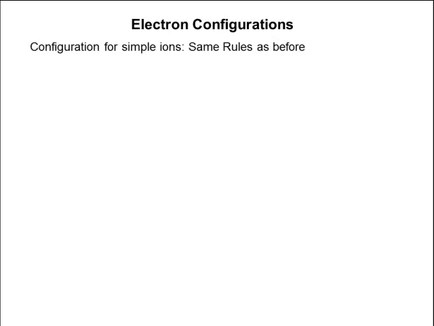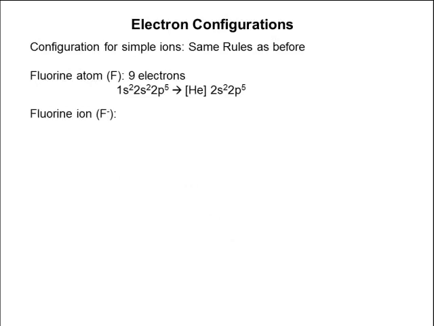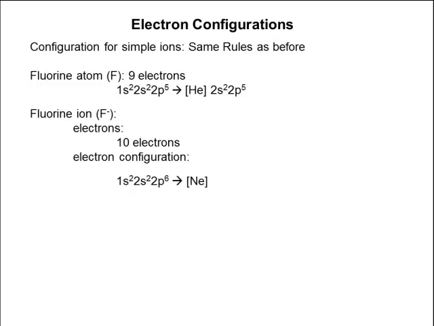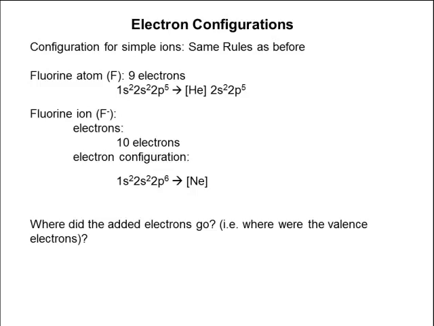All right, same way with fluorine. Fluorine starts with 9 electrons. There's its electron configuration. We form the fluorine ion, the F-. How many electrons do we have? We now have 10 electrons. So the electron configuration is now 1s2, 2s2, 2p6, or the neon. Where did the added electron go? In other words, where were the valence electrons? Well, it went into that 2p orbital to get it to that 2p6. That's where we added that extra electron.